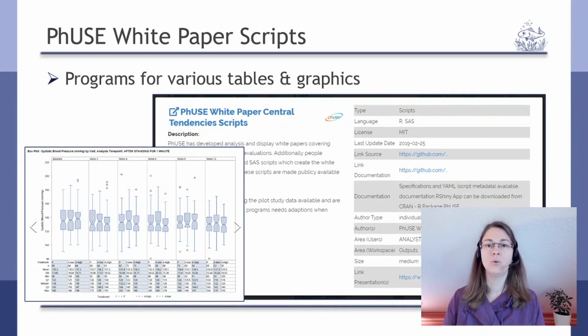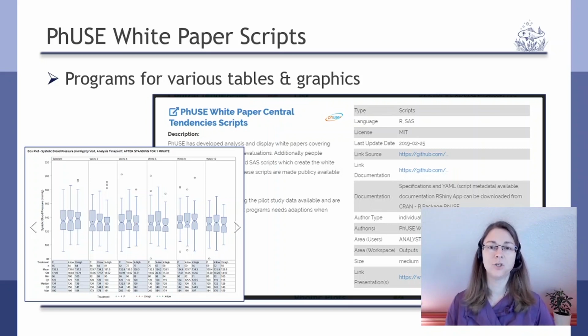First of all, we do have the Fuse white paper scripts. Fuse is an organization specifically for the clinical area. It has a very huge community and also has various projects, and typically the outcome of those working groups are open source. So for example, there are also a lot of scripts out there, and the white paper scripts are programs which create tables and listings which are used for clinical study evaluations.